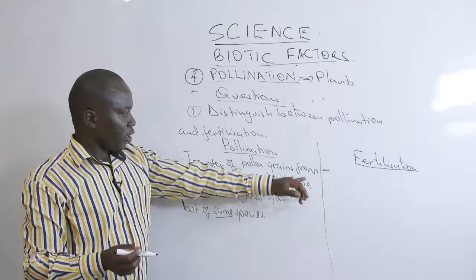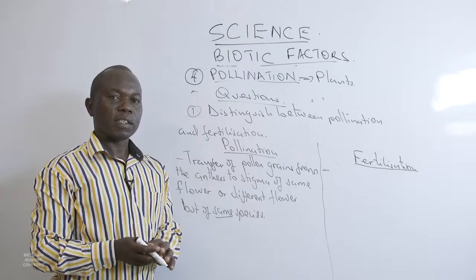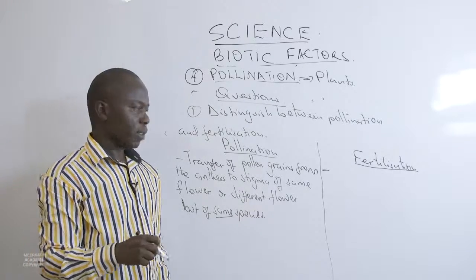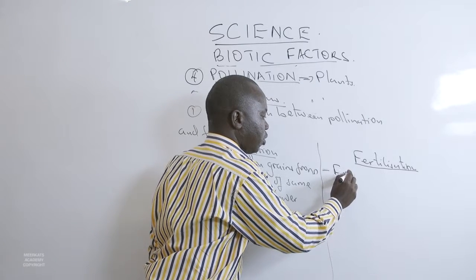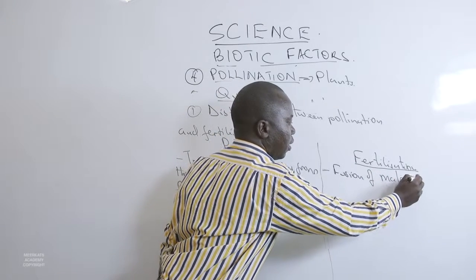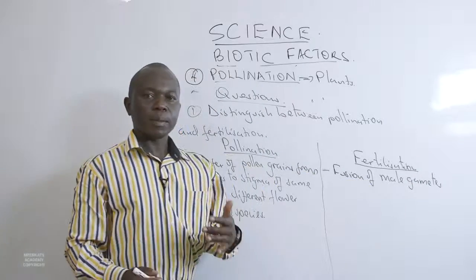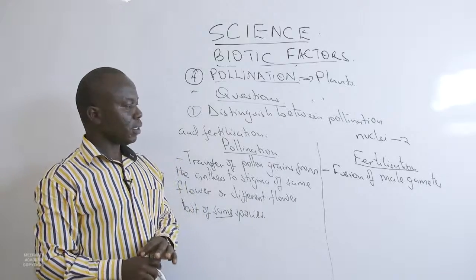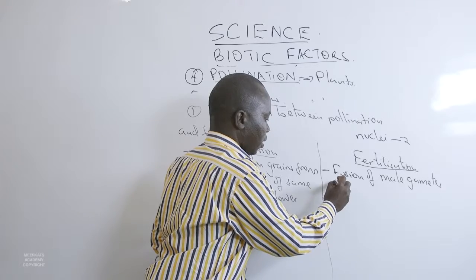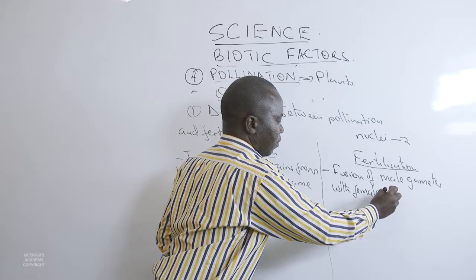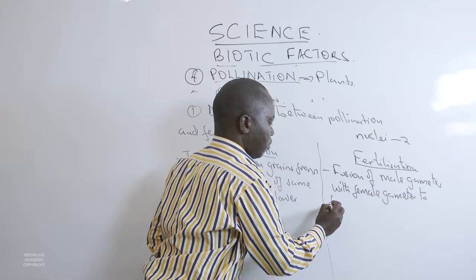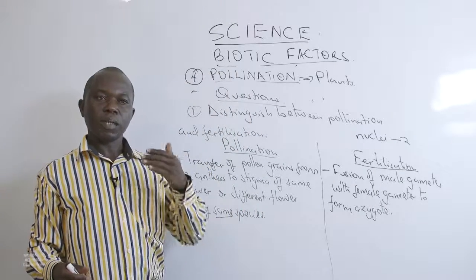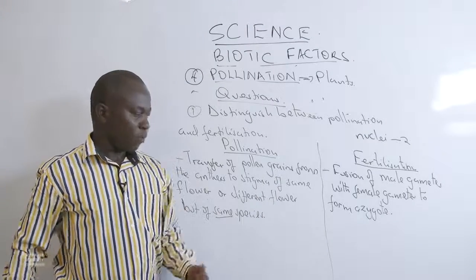Fertilization. Now, we have said that after pollination, what follows is fertilization. Fusion of male gametes with female gametes in the embryo sac to form a zygote. Sometimes the word gametes is substituted with nuclei, because there are two of them, and it's the nucleus that usually carries the genetic material. Fusion of male gametes with female gametes to form a zygote. Previously we have mentioned that a zygote will then develop into a seed.